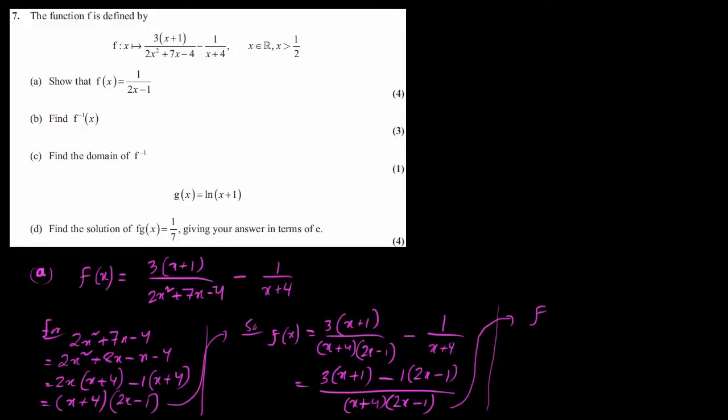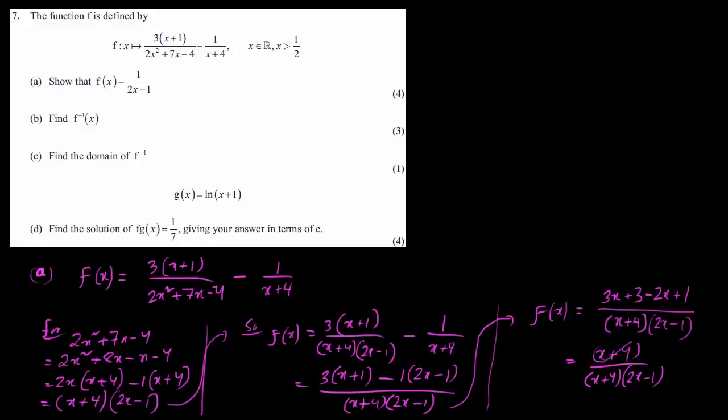So what we have over here is f(x) equals, this is (x + 4)(2x − 1), and this would be 3x + 1 minus 2x plus 1, and it is x + 4 divided by (x + 4)(2x − 1). Now this x + 4 and this x + 4 cancel off, and what we have left over is 1 by (2x − 1). Question A, show that f(x) is this.